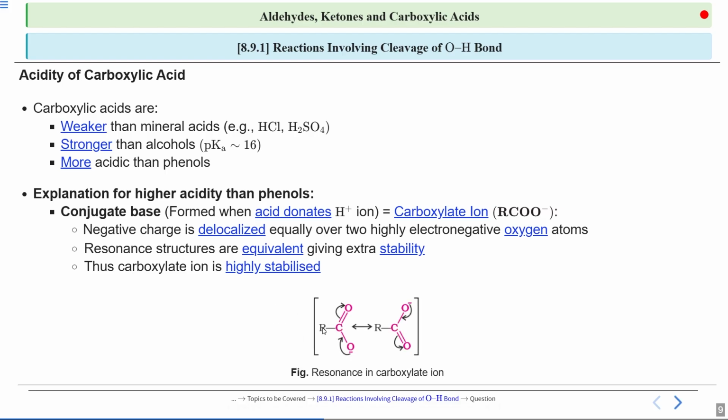Thus the carboxylate ion is highly stabilized. If you look at this picture, these are the resonating structures in the carboxylate ion. You can see that the negative charge is delocalized equally over two highly electronegative oxygen atoms. These resonance structures are equivalent, which gives extra stability. Thus, the carboxylate ion is highly stabilized.